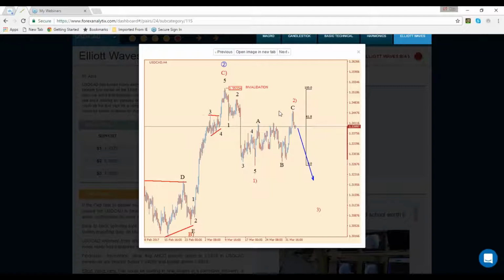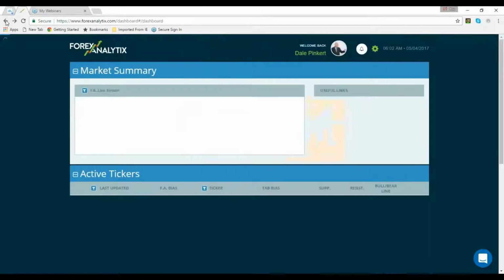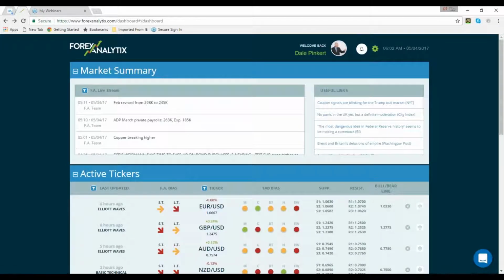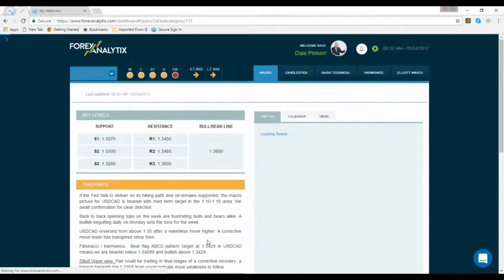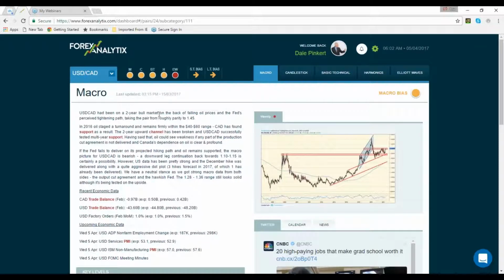And if this wasn't the only methodology I wanted to look at, I can always go to Canada and look at all the different views on Canada by just clicking on USD CAD. I could get the macro view, written by Stelios. He does the macro stuff. I could get the basic technical from Blake. I could get the harmonics work from Blake. So I just wanted to show you what a great resource it is.